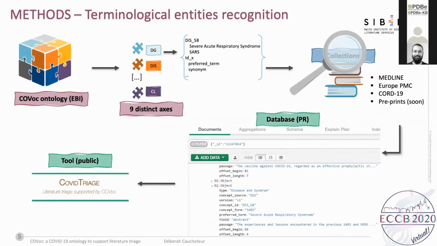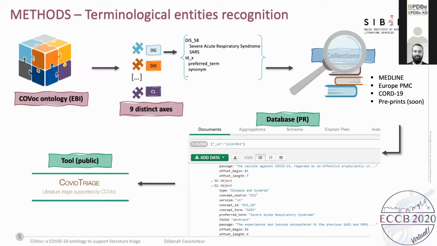The process behind our curation support tool starts with terminological entities treatment. We split the COVOC ontology by axes, the same defined in the initial Google spreadsheet. We separate concepts with their related IDs and synonyms into 9 distinct files. Then we screen the collections, Medline, free full text from Europe PMC, and CORD-19 from the LNA lab, with all those terminological entities. We create an annotation for each document when a term is matched, and we put it in a database.